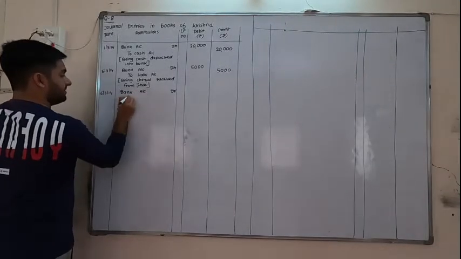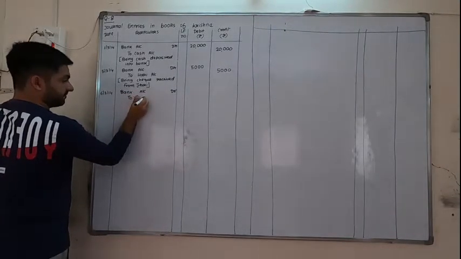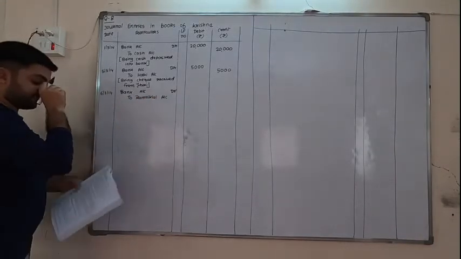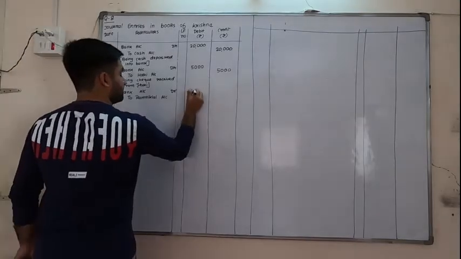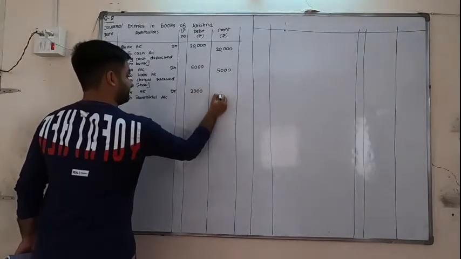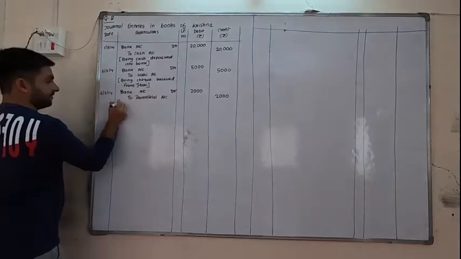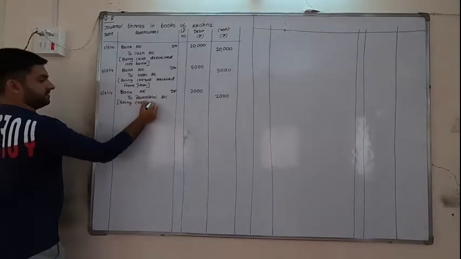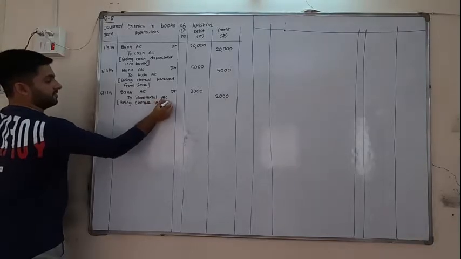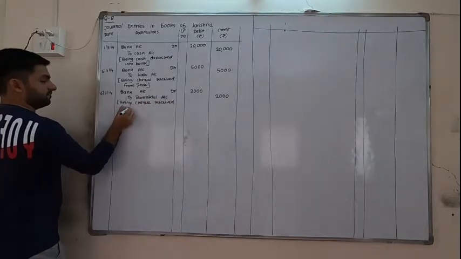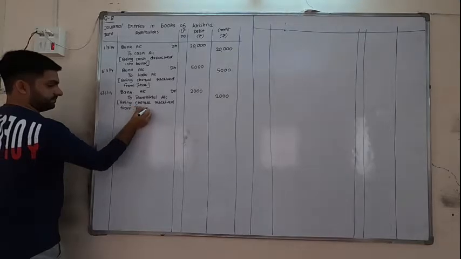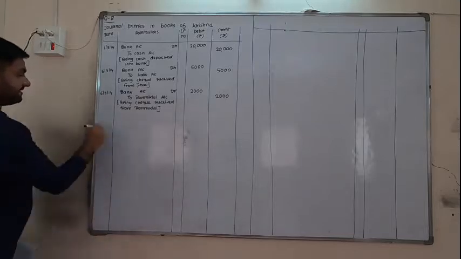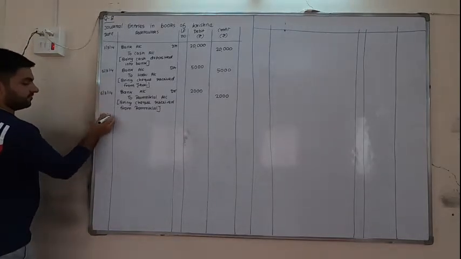Bank account debit to Ramnik Lal account, amount 2,000. Narration: check received from Ramnik Lal. Next date is 10/3/40.